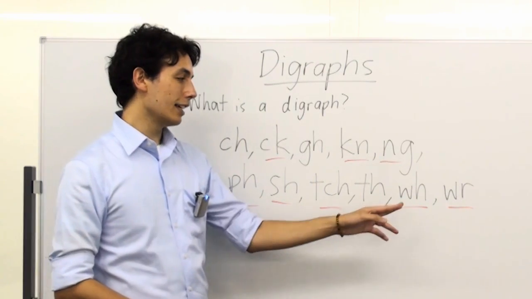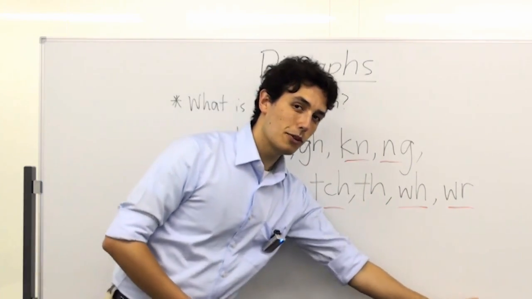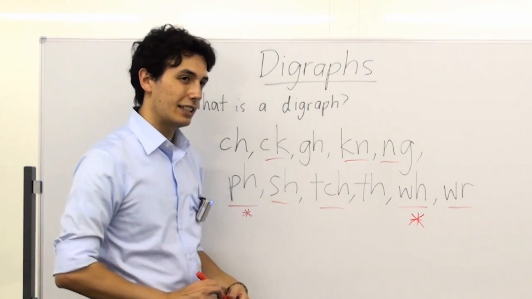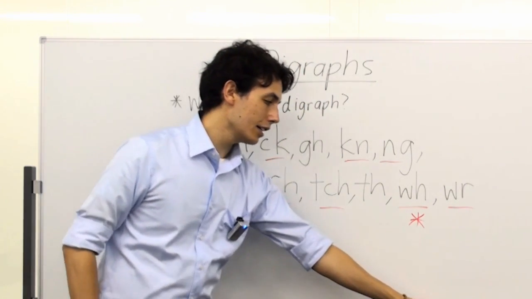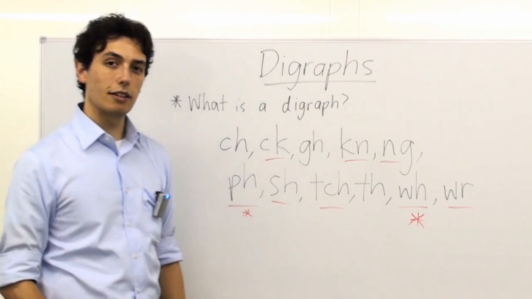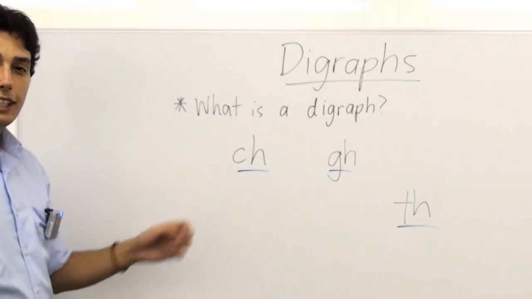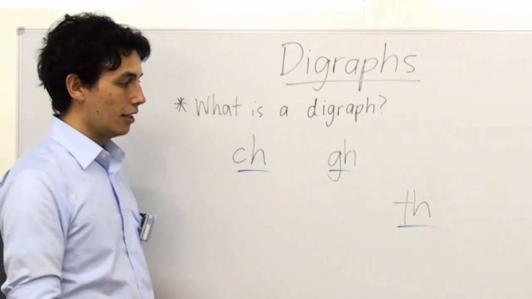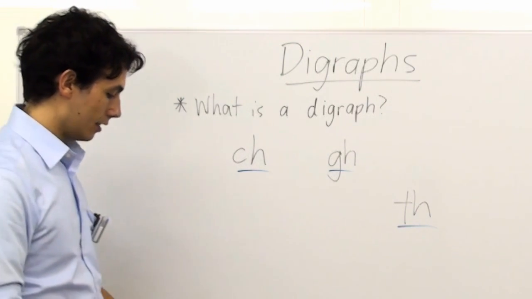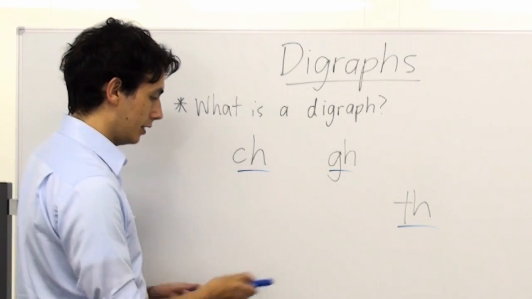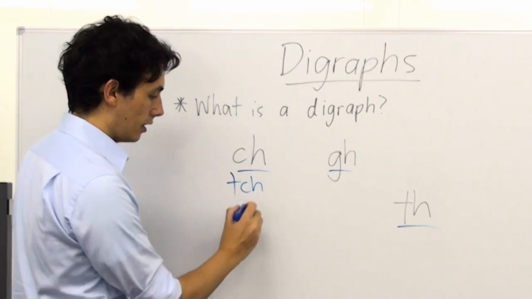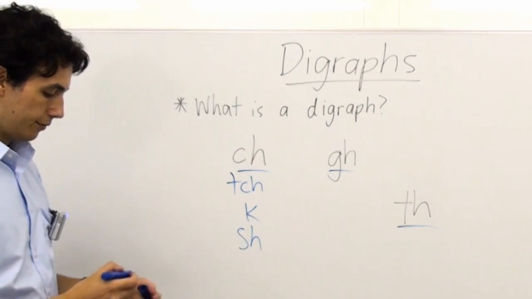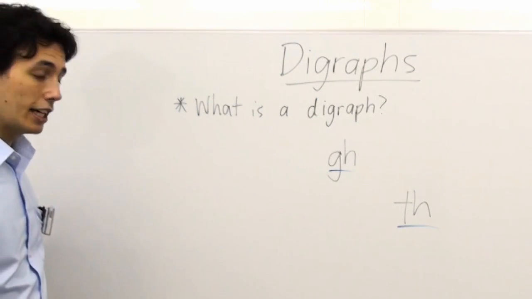And I've just realized that WH also has one more. When we say who, it kind of sounds like just the H by itself. For CH, we have three sounds. We have ch, k, sh, which is basically like TCH, K, and SH. Ch, k, sh. So we now know CH.